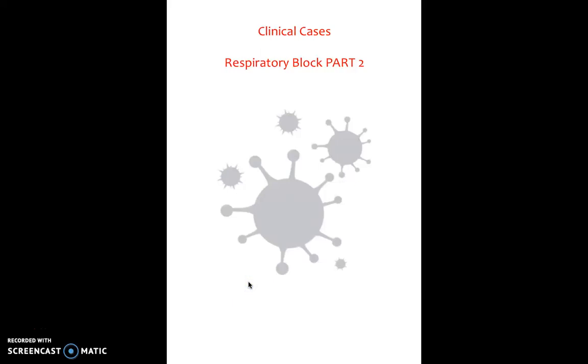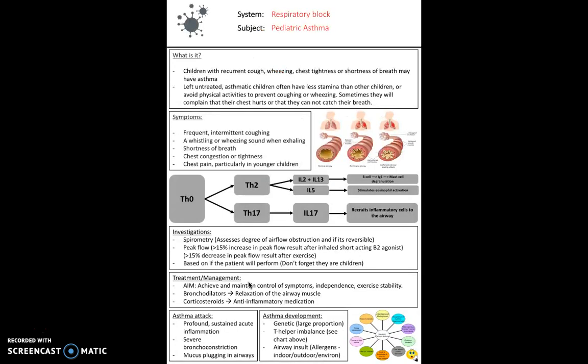Today we're looking at the respiratory block again, so part 2, and we're going to be looking at the next 10 cases. So these are Paediatric and Adult Asthma, Cystic Fibrosis, Bronchiectasis, TB, Laryngitis and Pharyngitis, Empyema and Pneumothorax, and tension pneumothorax as well. So let's kick things off by looking at asthma. And this can be subdivided into Paediatric and Adult Asthma.